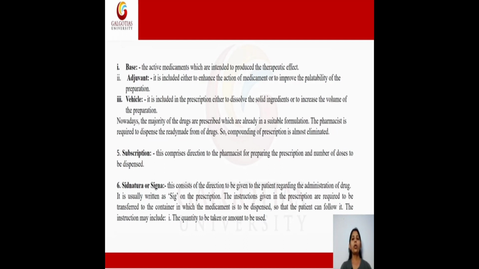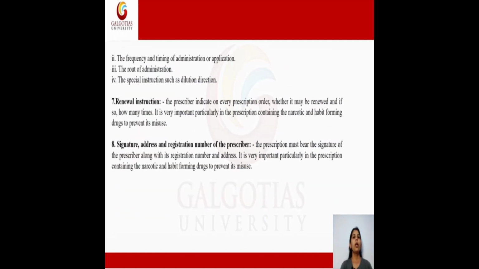The instructions given by the pharmacist to a patient may include, first, the quantity that should be taken or the amount that should be used as one dose. Second, the frequency and timing of the administration or application: how many times the medication should be taken by the patient and how to apply it in case of topical preparations. Third, the route of administration: by which route a patient should take the medicament, oral, injectable, or other.